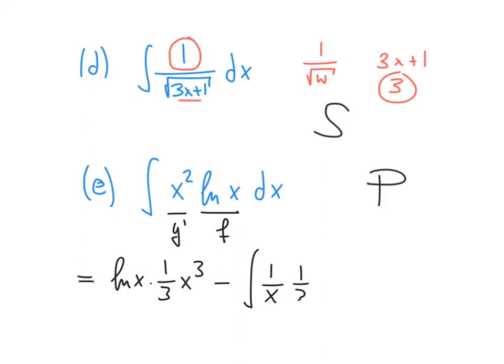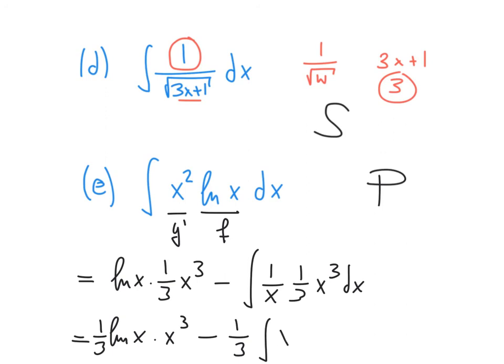1/3 x to the third dx. And now you see what's happening. So this remains the same. Maybe we can write it in this form, minus, and now we have 1/3 here. And now we have 1 over x, times x to the third, that would just be x squared dx.